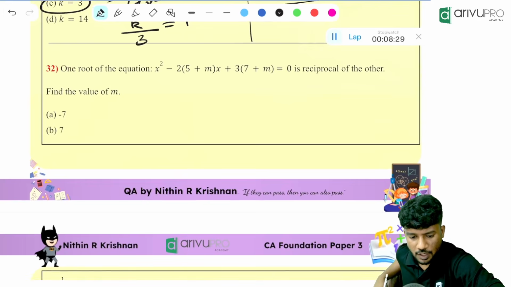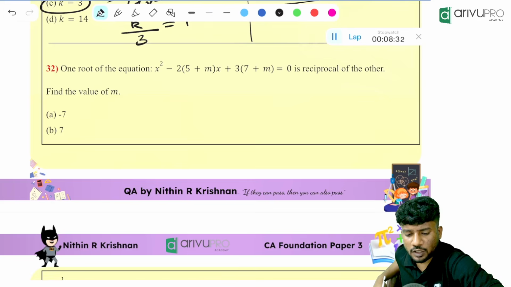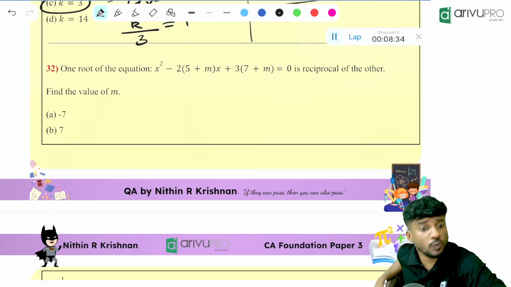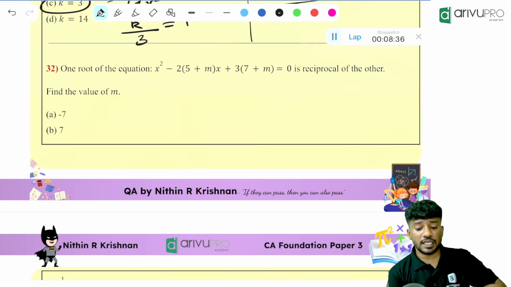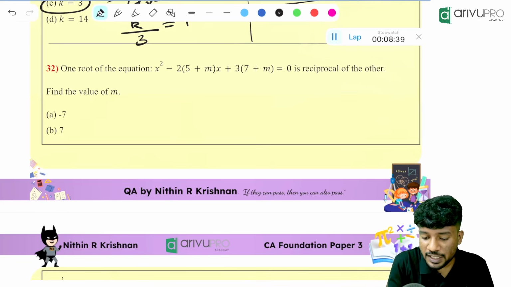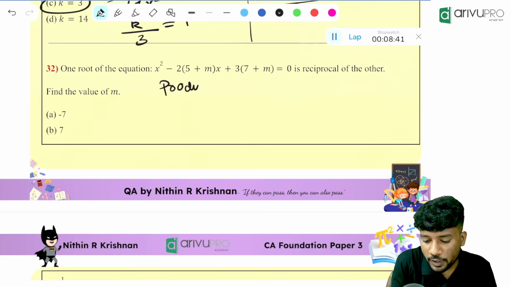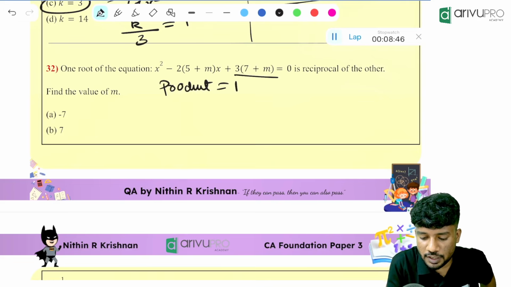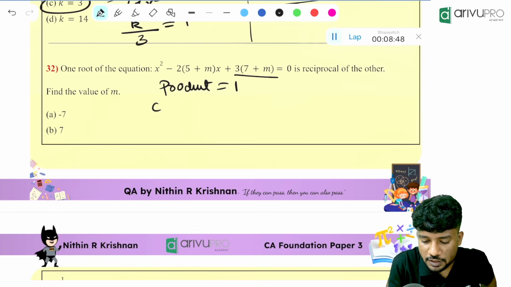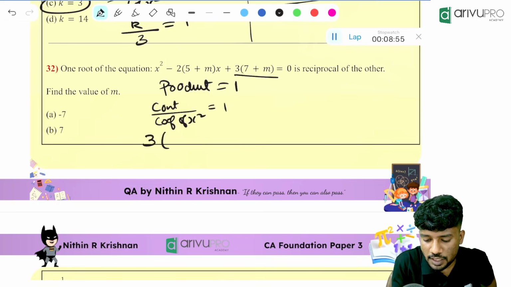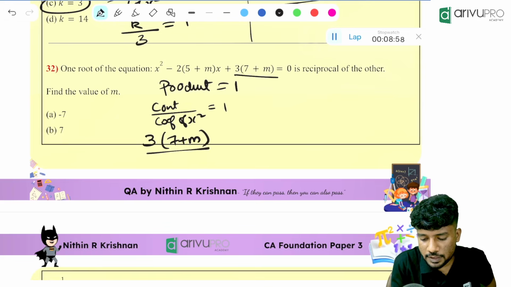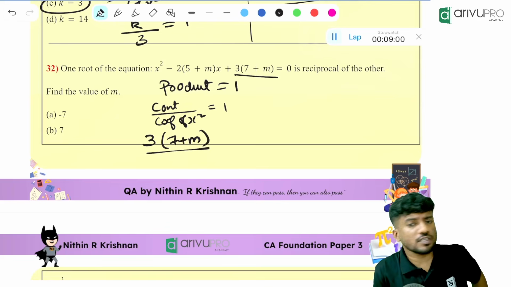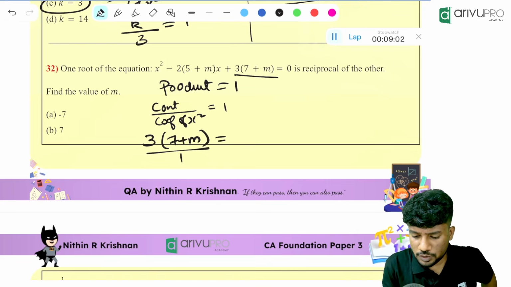What are they telling? One root of the quadratic equation given over here is reciprocal of the other. What happens when they are reciprocal of the other? Product will be equal to what? 1. That means product is how much over here? The constant term divided by coefficient of x square is equal to 1. Constant term is how much? 3 into 7 plus m, divided by how much is the coefficient of x square over here? 1, which is equal to 1.